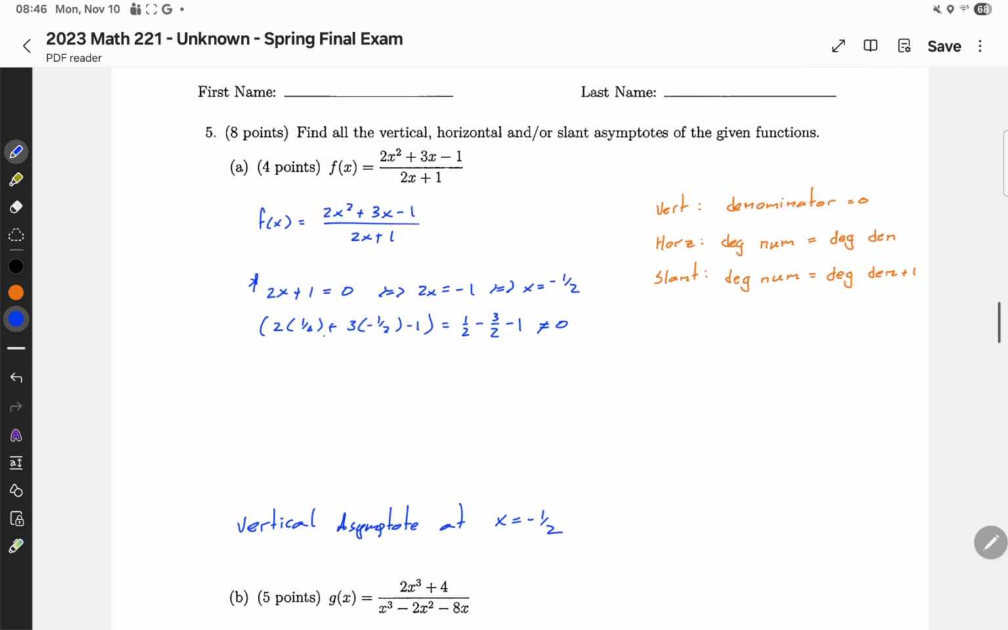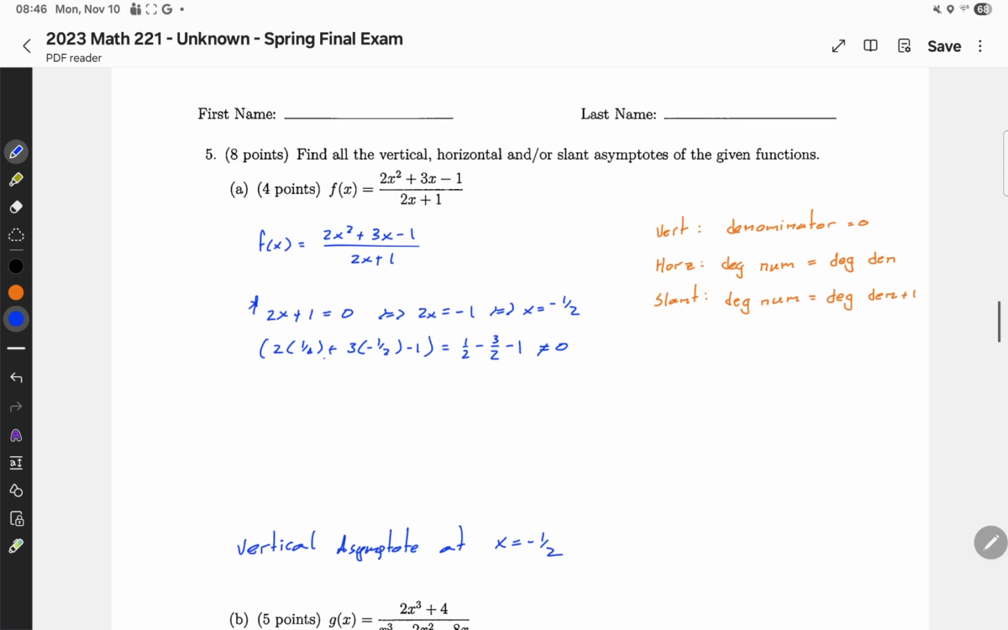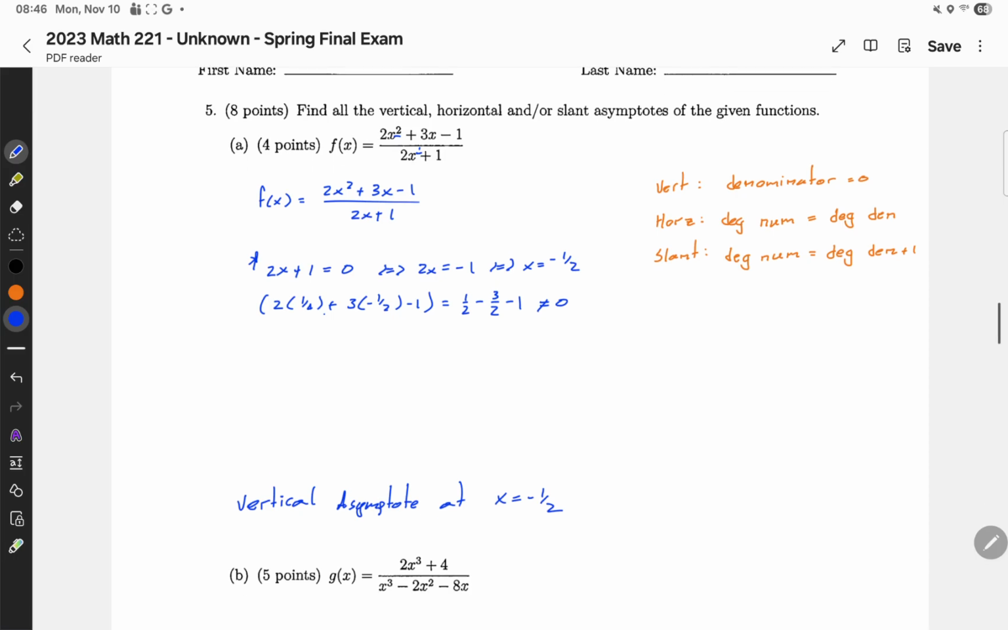All right, next up, to check for horizontal asymptotes, I have it over here. We want to see, is the degree of the numerator, which is 2, the same as the degree of the denominator, which is an implied 1? No, so we're not going to have any horizontal. For slant, is the degree of the numerator 1 bigger than the denominator? And in this case, it is, right? Because 2 is 1 greater than 1.